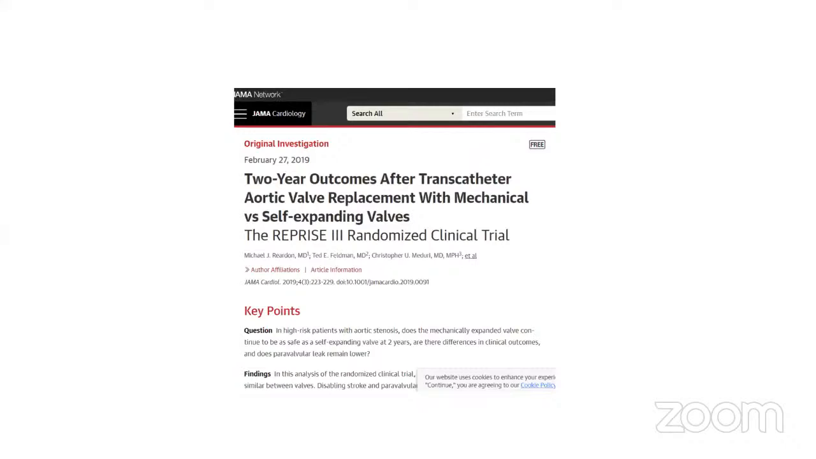REPRISE 3 randomized clinical trial, 2-year outcome after transcatheter aortic valve replacement with mechanical versus self-expanding valve. This is 912 patients with high-risk symptomatic aortic stenosis, done from 2014 to 2015, randomized to receive Lotus or CoreValve in 55 centers in North America, Europe, and Australia. The first year results, published 2016, showed all-cause mortality rate was similar between Lotus and CoreValve, and disabling stroke, functional class and valve migration favored Lotus, whereas valve hemodynamics, thrombosis and new pacemaker were more on CoreValve.